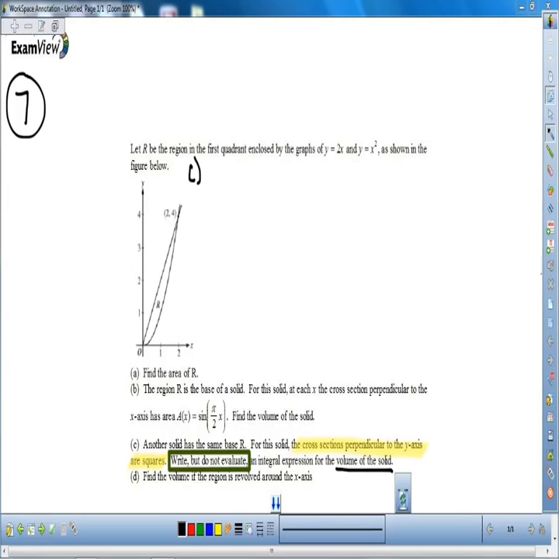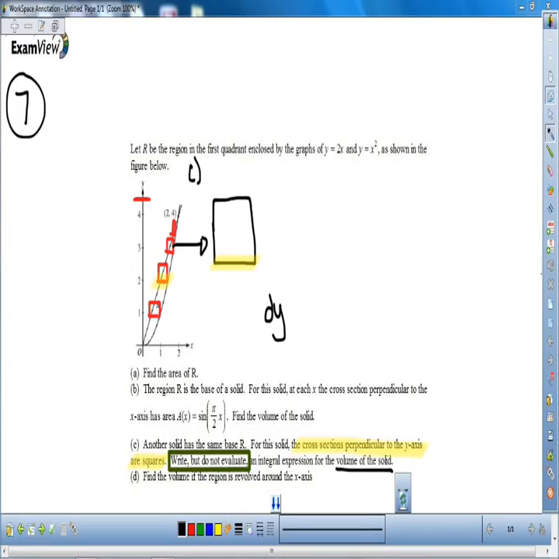For part C, we're asked to find the volume if the cross-sections perpendicular to the y-axis are squares. Perpendicular to the y-axis means that I'm going to have a horizontal strip, and they're going to be squares. So we have a bunch of squares on our base. The volume is the area of the cross-section times a small change in y because the strips are horizontal.